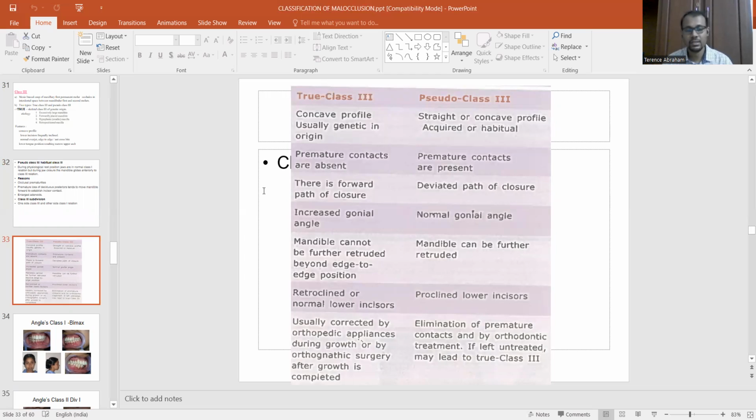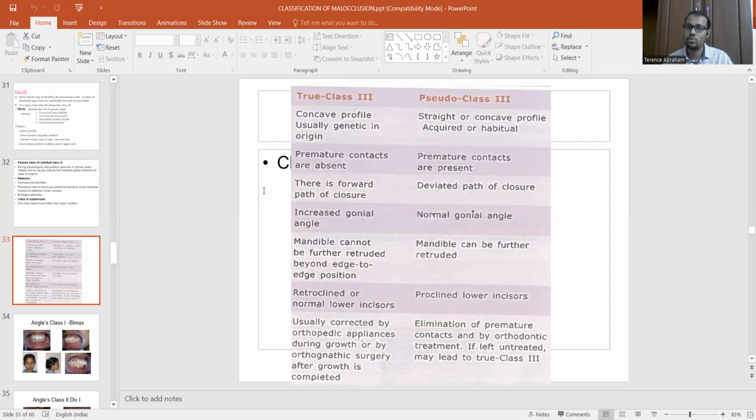When we compare true class 3 and pseudo class 3, in true class 3 you can see a concave profile. There won't be any premature contacts. There is only a forward path of closure, and an increased gonial angle. The patient can't bring the mandible backward because it is of skeletal origin. Lower incisors are either retroclined or upright, and true class 3 is usually corrected during the growing period by an orthopedic appliance, or after the growing period we have to go for orthognathic surgery.